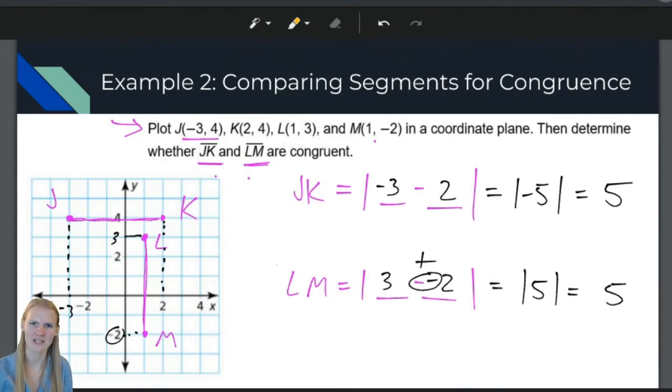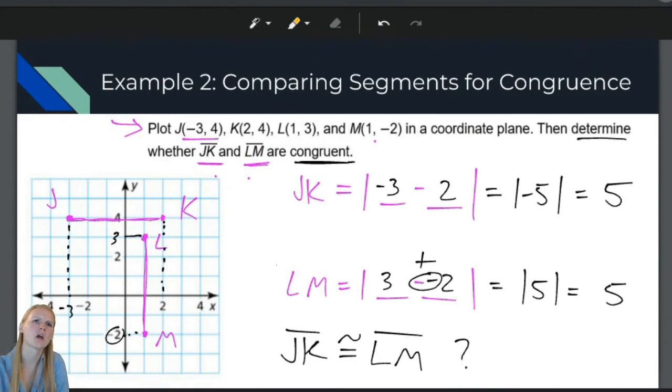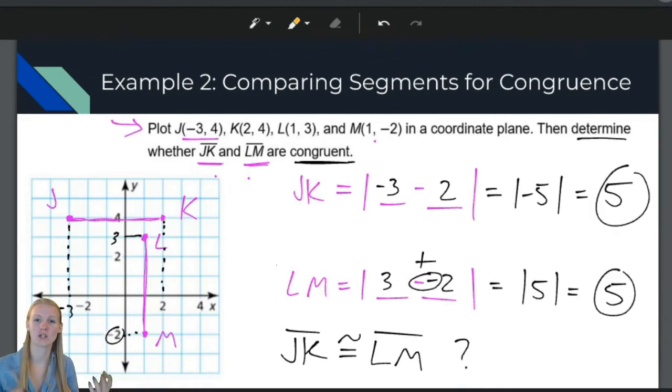Great. Are we done with this problem? Is that it? Can I move on? Oh, wait a minute. What did the question ask us to do? The question asked us to determine whether or not these segments are congruent. Well, what do you think? Segment JK is congruent to segment LM? Yes or no? Yes, because they're both 5 units long.